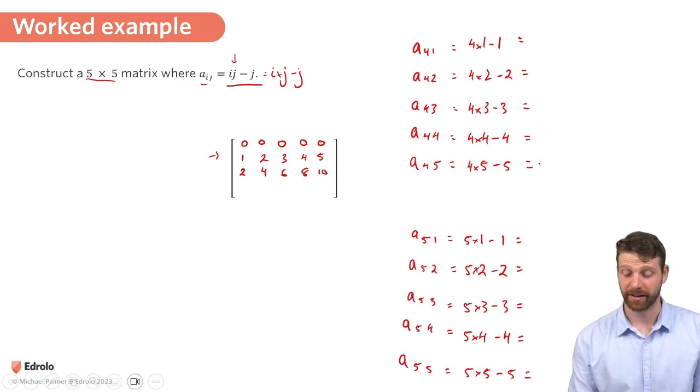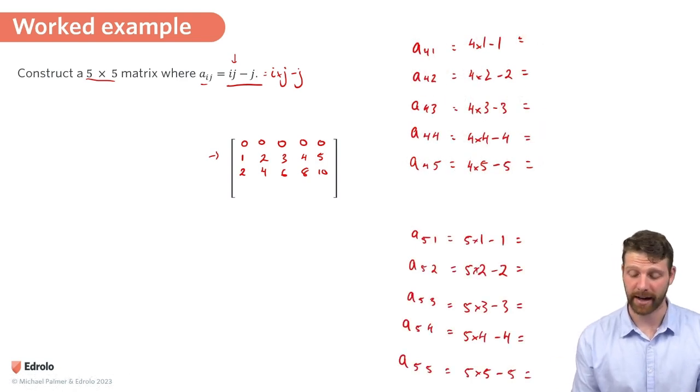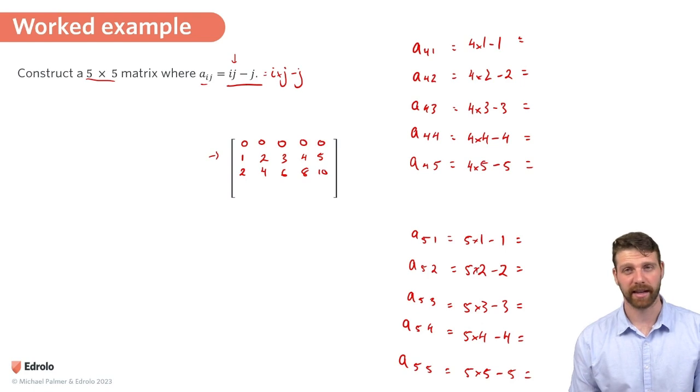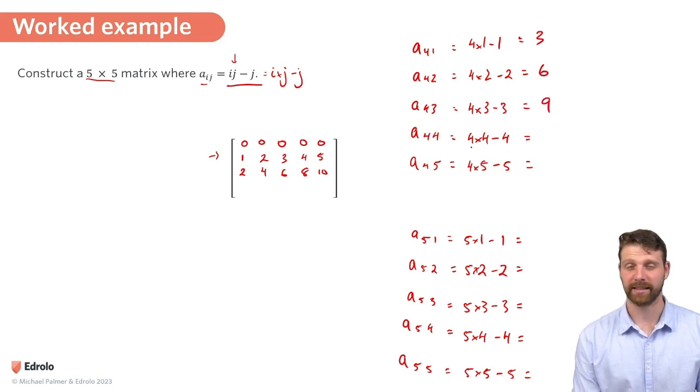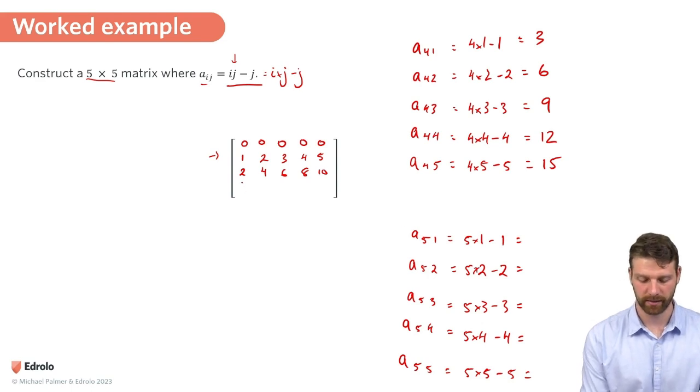Okay, I've generated the sums that I need to work out for all of these elements. So let's do that now. Let's compute. We've got 4 minus 1 is 3. 8 minus 2 is 6. 12 minus 3 is 9. 16 minus 4 is 12. And 20 minus 5 is 15. That one's going up by 3, so let's put them in.